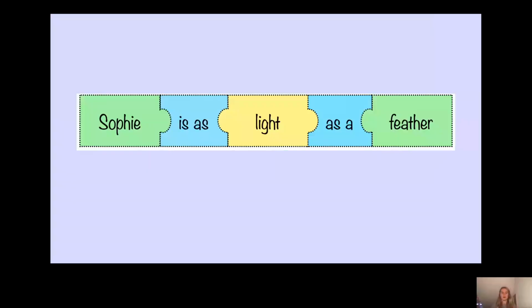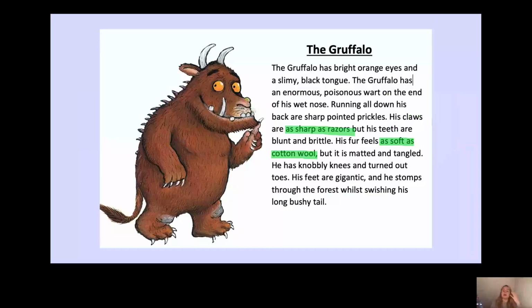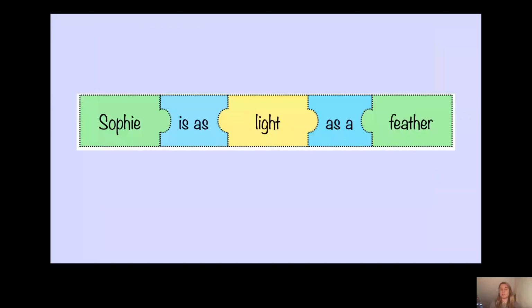So now we have a simile here. Sophie is as light as a feather. Now, what are the different parts when we have a simile? Well, we start with the first thing that we're going to be comparing. So we always start with the first thing in our comparison. So when we were saying, what was the one in the last one? His fur feels as soft as cotton wool. So the first thing would be his fur. That's the first thing that we're going to compare. But in this example, we are comparing Sophie. So always start with the first thing you're comparing.